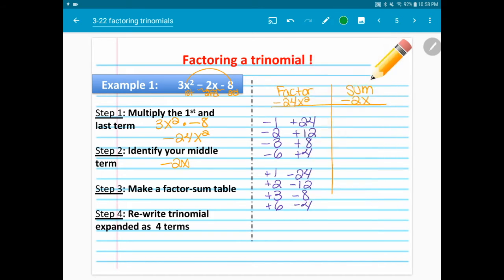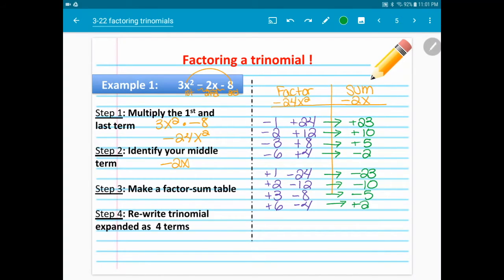All right, let's get to our sums. This is going to get me positive 23. Feel free to use a calculator for this if you need. This is going to get me positive 10, positive 5, and negative 2. This one's going to get me negative 23.